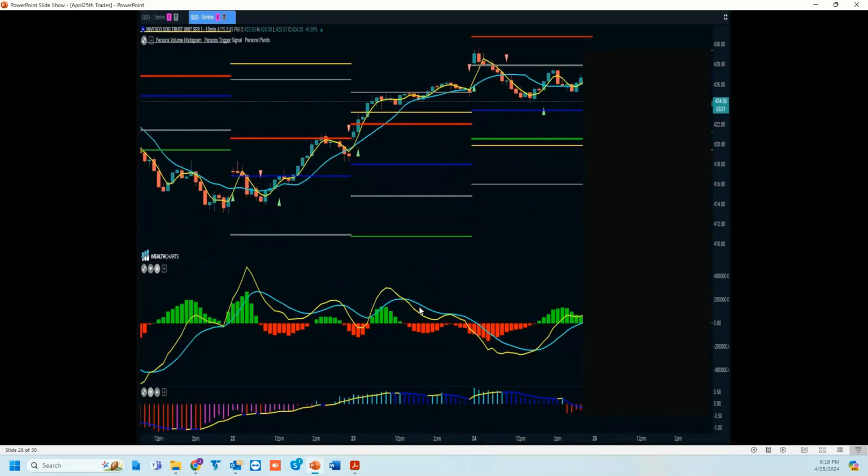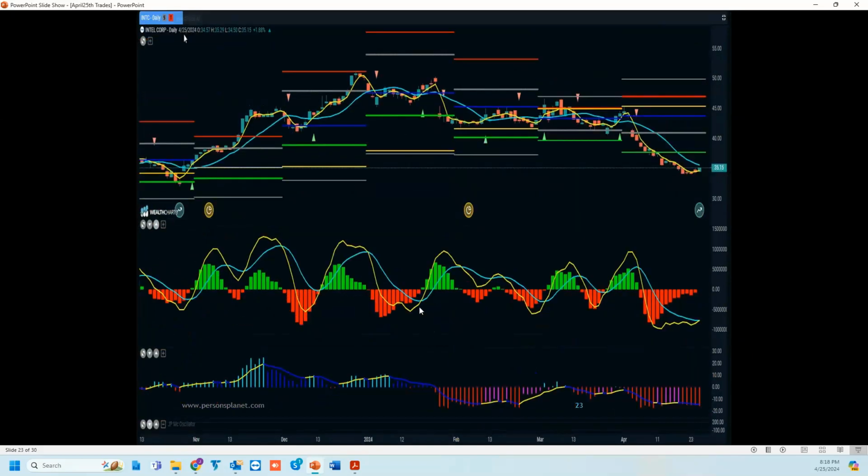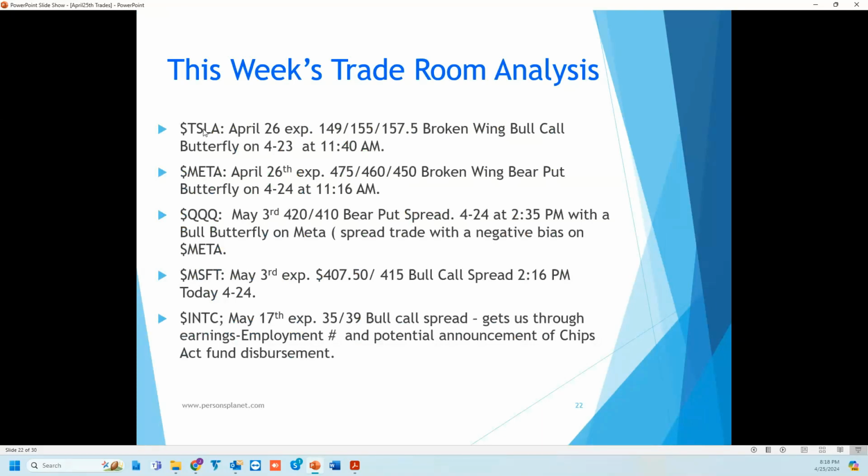Maybe you could get lucky, but picking Tesla to go up, Meta to go down, the Qs to go down, Microsoft to go up. Intel, I still got time on that one. But that's pretty damn good shooting based on indicators giving us an edge in the market. That's pretty damn good shooting.